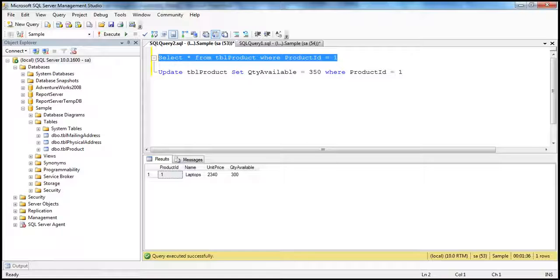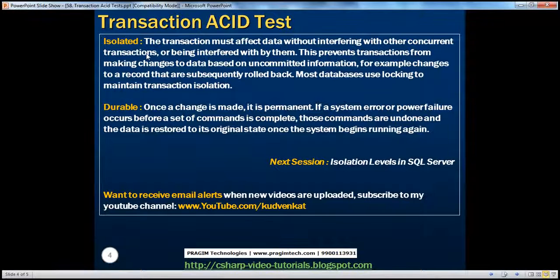So a transaction should also be isolated. And a transaction should be durable. And this is pretty simple to understand. Once a change is made to a database, it's permanent. If a system error or power failure occurs before a set of commands is complete, those commands are undone and the data is restored to its original state once the system begins running again.